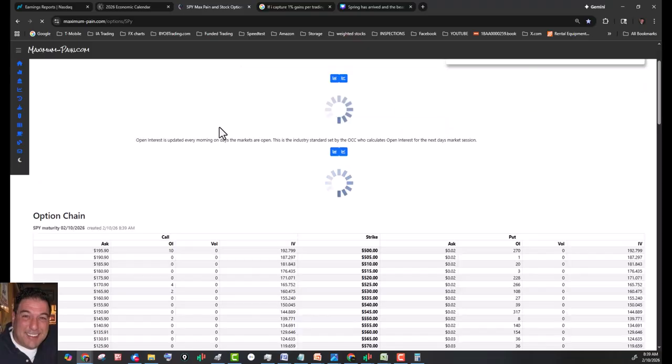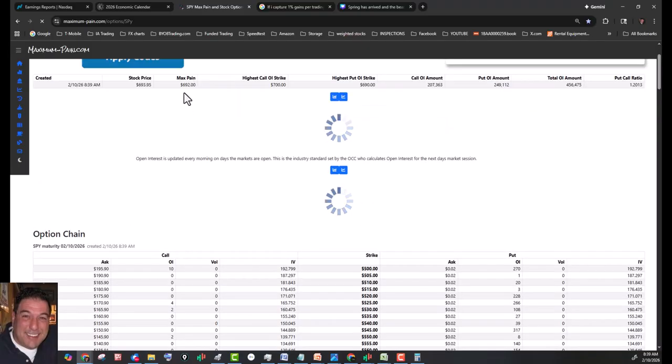Said 388 earlier. All right, see, 688. So now look at it. They changed it. It's 692 with a put-to-call ratio of about 1.2 puts for each call that expires today.